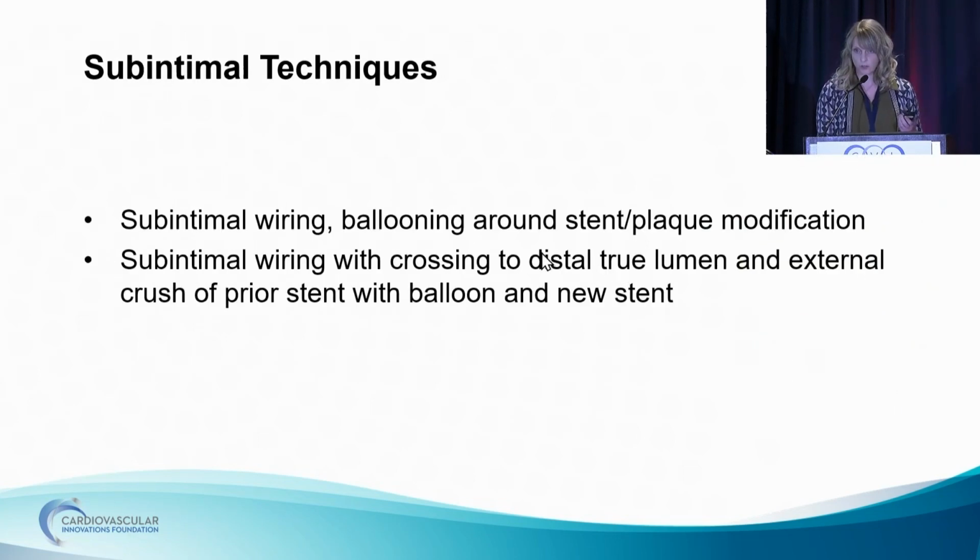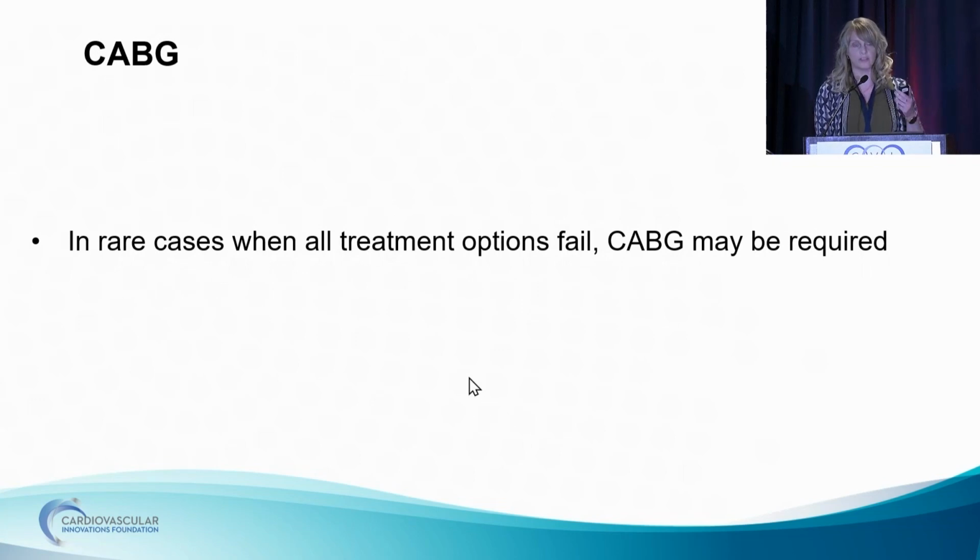Subintimal techniques are at your disposal if you have that skill set. So you can get a wire in behind the stent, do some ballooning to modify the plaque beneath the stent, or you may even choose to re-enter around the stent and deploy a new device, crushing the old one to the side. CABG, of course, is still there for you if you try all of this and you're not getting where you need to.